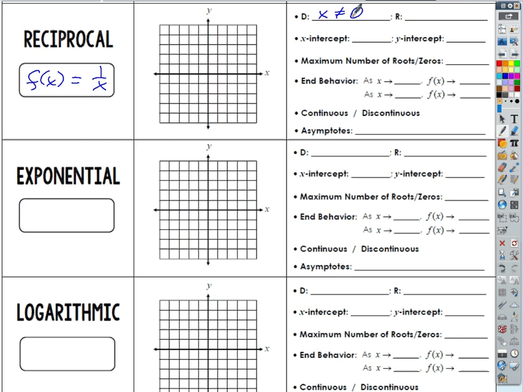Let's see if we can get an idea here. We'll kind of think in terms of a t-table. If I pick some values of x, tell me what's going on. Like if I were to pick x equals 1, what's the y value? 1. Okay, so it goes through the point 1, 1. What if I pick 2? What's it going to do? 1 over 2. So when x is 2, y is 1/2. So it's going to be like right there. When x is 5, what's y going to be? 1 over 5.